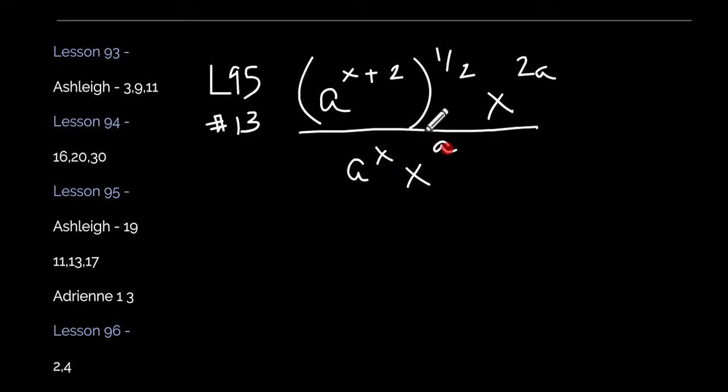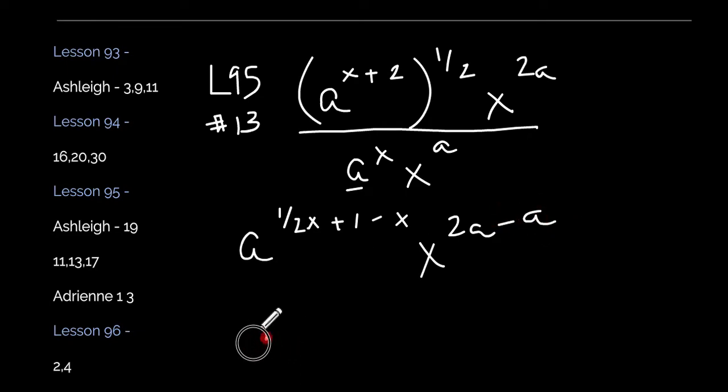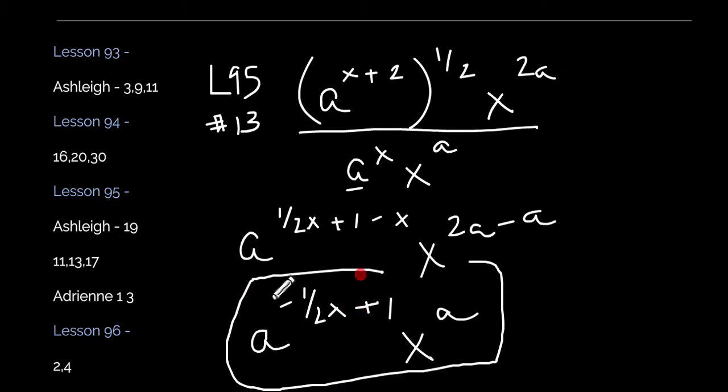Talk about tricky. Okay, distribute power to power, so we're going to get a to the 1/2 x plus 1. I'm going to bring this a to the x. I'm going to subtract that x off because we have an a, so I'm going to subtract it off. And here we have x to the 2a, and I'm going to subtract this a. And we just clean it up. So 1/2 minus 1 is going to be negative 1/2 x plus 1, and this is going to be x to the a. That's it. I made that look really easy, didn't I? Yep. Okay, number 17.